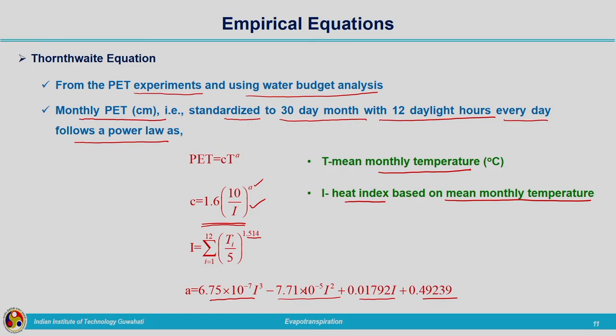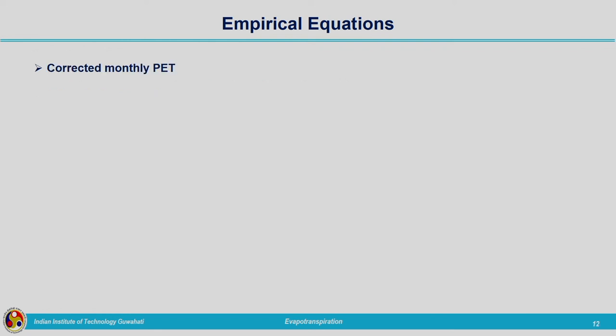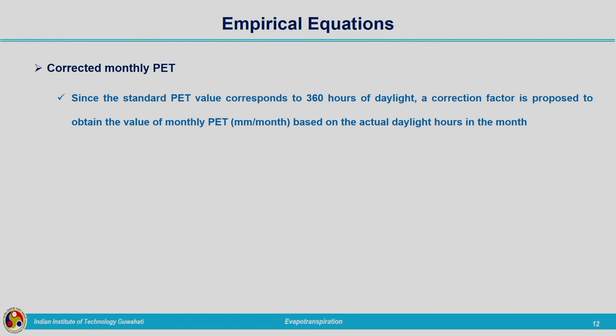But here you should understand, we have considered a 30-day month, and we are having the sunlight hours considered as 12 hours. So, there is a need for a correction factor for getting the actual value of potential evapotranspiration. Let us see what can be done for that. Corrected monthly potential evapotranspiration is required, since the standard potential evapotranspiration value corresponds to 360 hours of daylight. 12 hours of sunlight for 30 days comes out to 360 hours of sunlight.